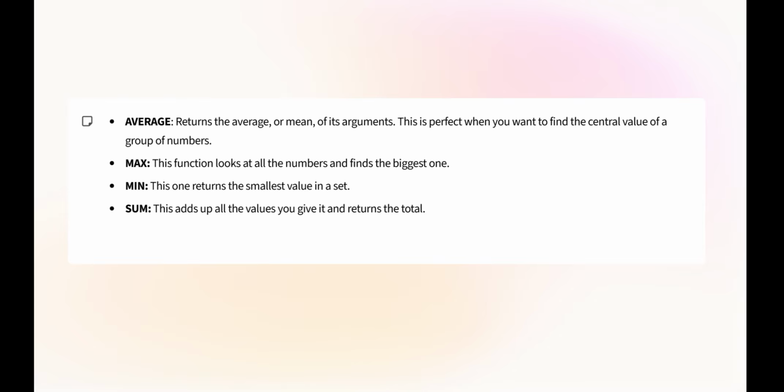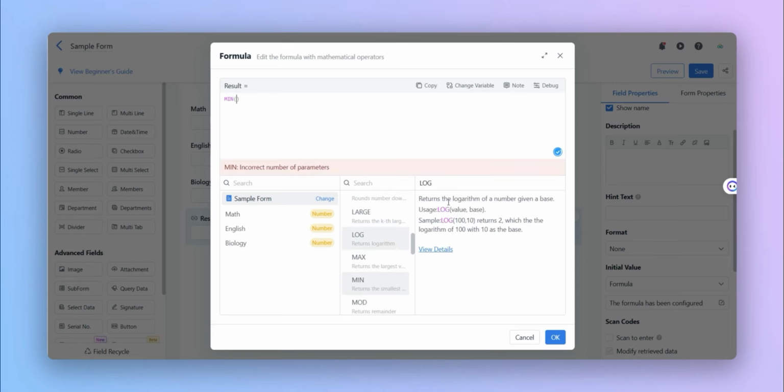On the flip side, we have the min function. This one returns the smallest value in a set. We can use this function to find the lowest score of a student. Let's see how it works. And finally, there's the sum function. This adds up all the values you give it and returns the total. We can use this function to calculate the total score across all subjects.